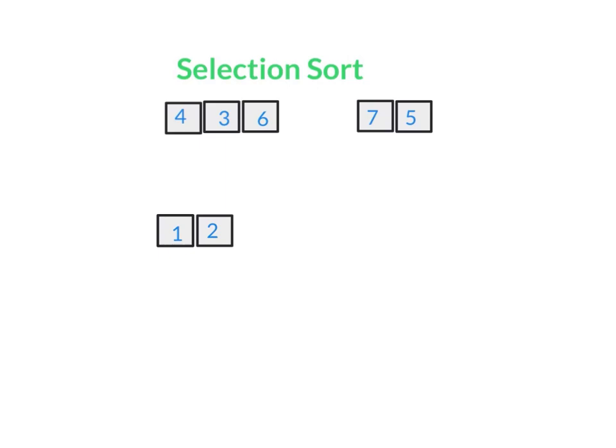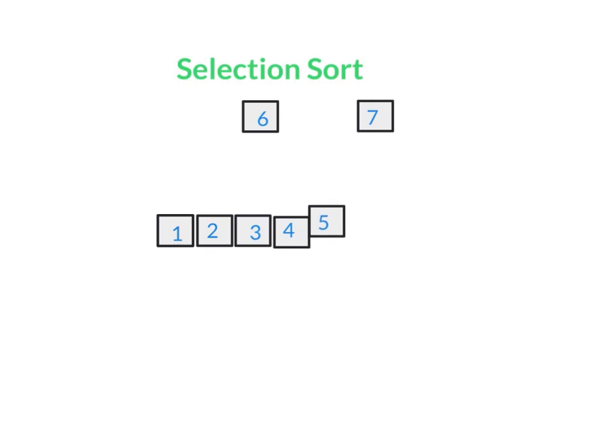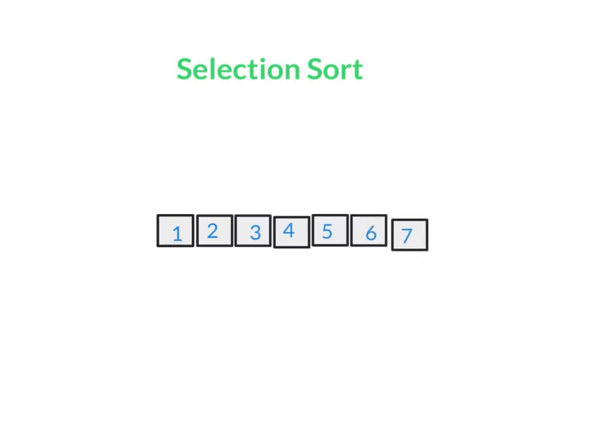Then in our next pass, 3 will be the smallest. Then 4. Then 5. Then 6. Then 7.